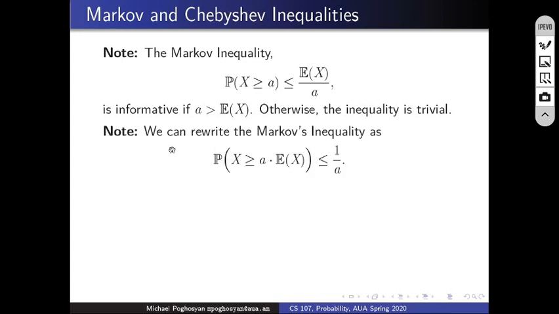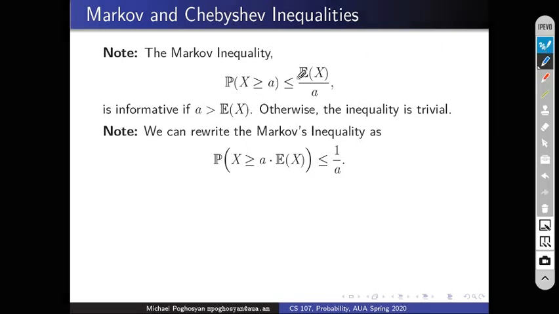So sometimes people write Markov inequality in the following form. So this is our Markov inequality. If instead of a, I take a times the expected value of x. So instead of this, I am taking that. So here I will take a times the expected value of x, and I will have expected values cancelled. So Markov inequality can be rewritten in this form.